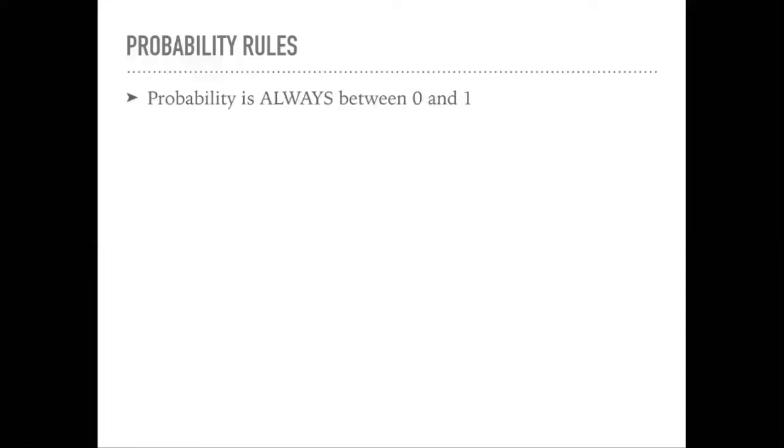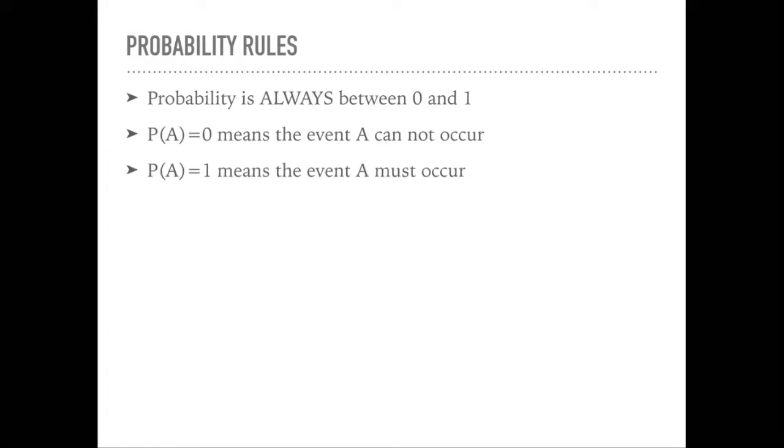So first, probability is always between 0 and 1. It cannot be negative, and it cannot be bigger than 1. Second, P of A equals 0 means the probability that event A occurs is 0. And this means that the event A cannot occur. Now we also have that P of A equals 1 means that the event must occur. So the probability that event A happens is equal to 1, means the event must occur.